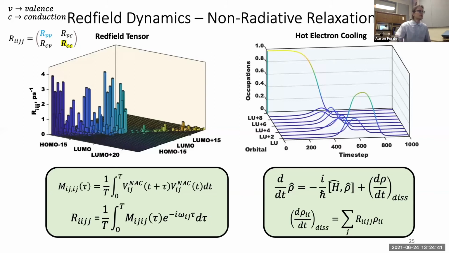And so with these tensors, we can choose initial conditions and then propagate dynamics. So this is just an example of starting from a LUMO plus 9 orbital and then propagating the dynamics until it reaches the LUMO orbital, so thermalization.